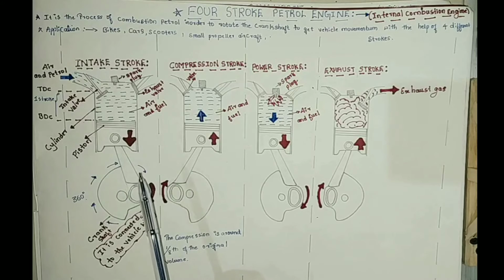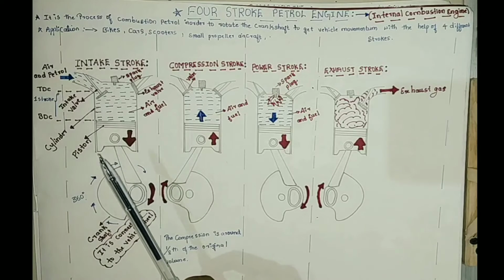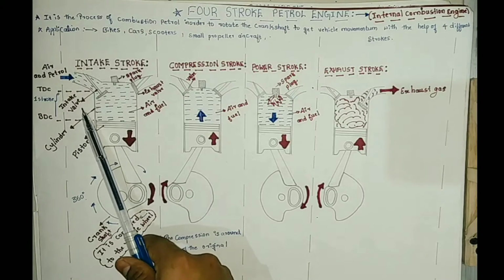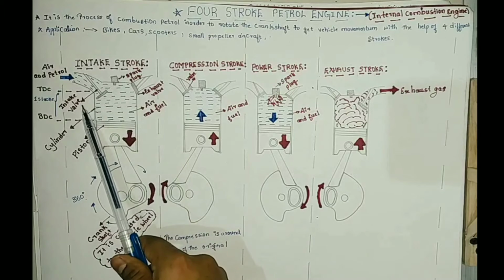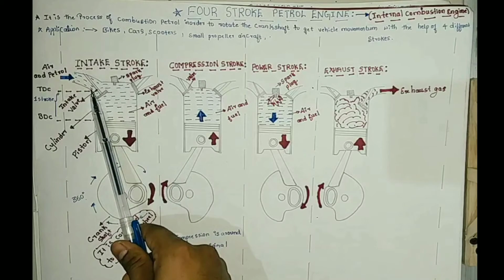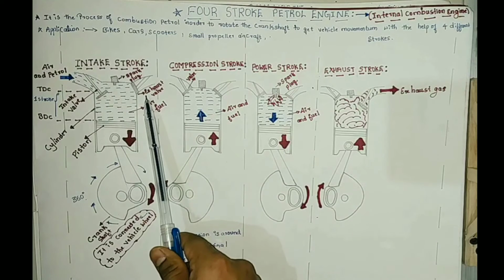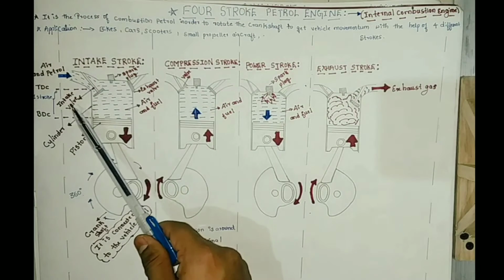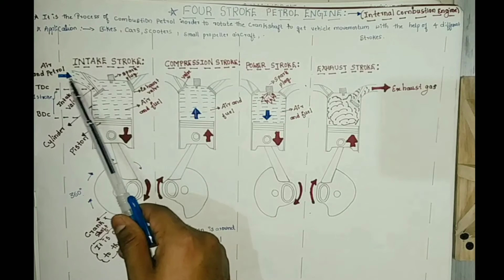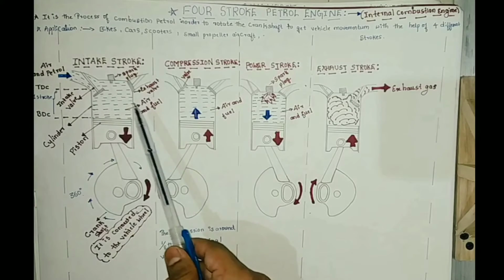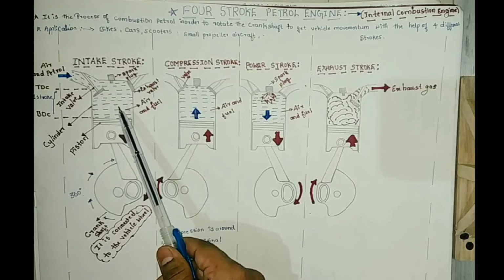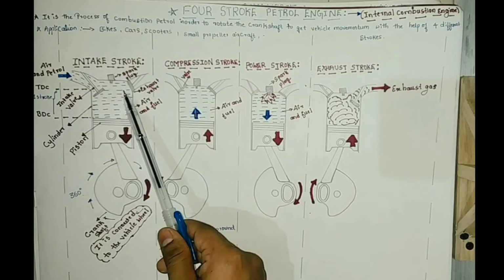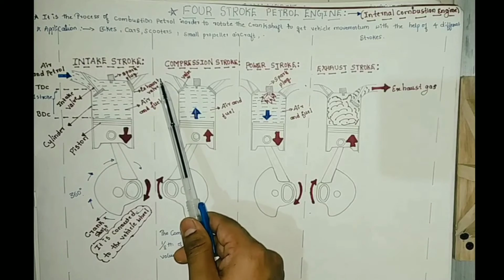The vehicle gets the momentum. And there are 2 valves present within the engine: the intake valve and the exhaust valve. The intake valve is present at the inlet section of the 4-stroke engine and the exhaust valve is present at the outlet section of the petrol engine. Through the intake valve, the air and petrol mixture will come inside the cylinder, and whatever gases are liberated after the combustion of petrol will be removed through the exhaust valve.